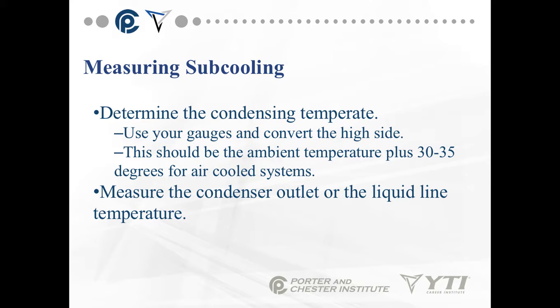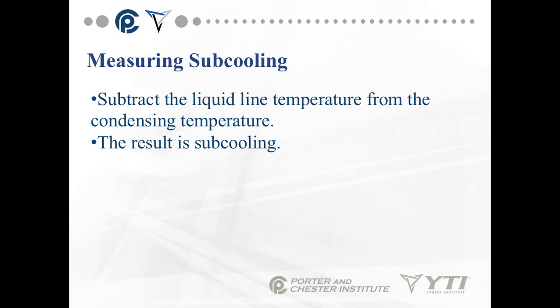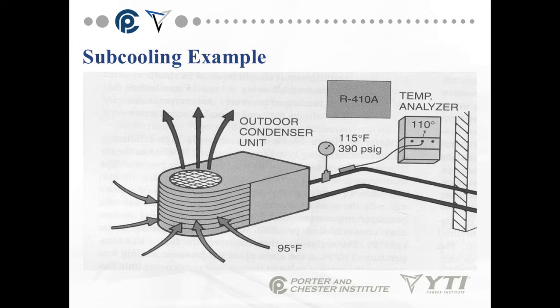So just to review, to measure subcooling, use your gauges. Convert the high side to a temperature. This should be the ambient temperature plus 30 to 35 degrees for most air-cooled systems. If you do not have that 30 to 35 degrees, do not go further. Your system is not charged properly, or there's another problem, such as dirt. Measure the condenser outlet or the liquid line temperature. Subtract the liquid line temperature from the condensing temperature. That difference is subcooling.